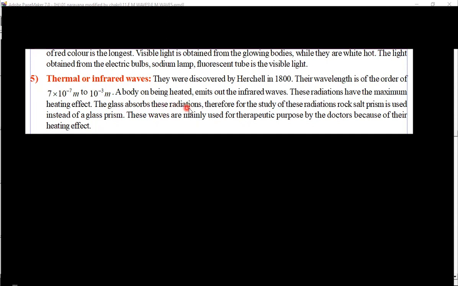Glass absorbs these radiations. Therefore, for the study of these radiations, a rock salt prism is used instead of a glass prism. Which one are we using? Rock salt prism, to study the properties. These waves are mainly used for therapeutic purposes by doctors because of their heating effect. Which ones? These infrared waves.